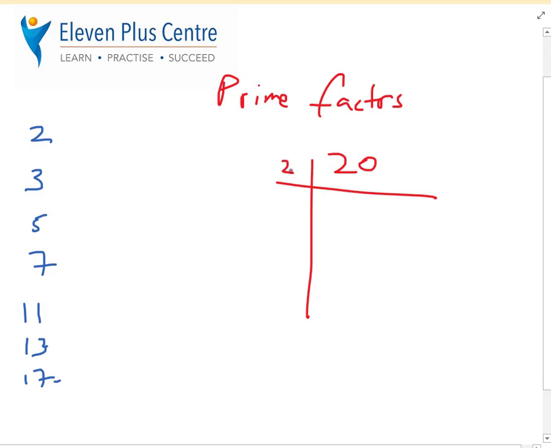20 divided by 2 is 10, and the answer goes underneath. Then you stay with 2. You keep dividing every single number by 2 until you can't do it anymore. And you only move on to 3 when you can't divide by 2. I'll show you an example.